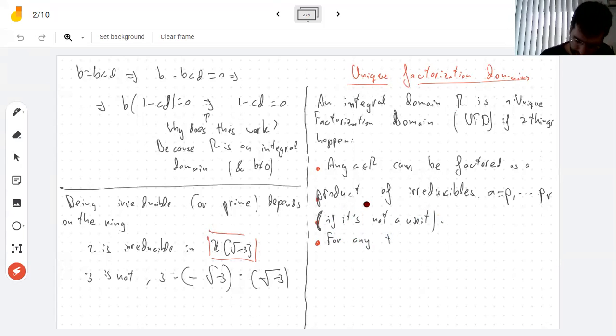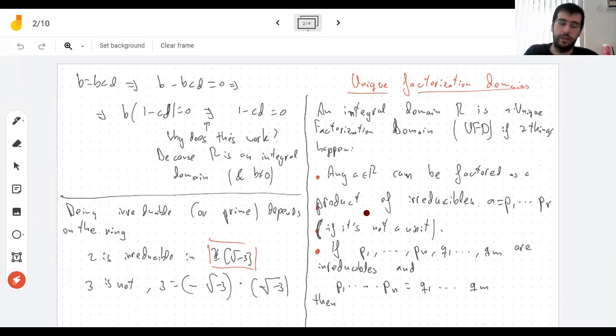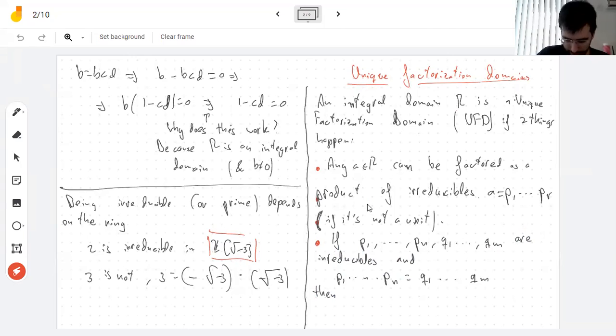any two factorizations, so if I have a bunch of irreducibles, and they factor the same elements in the ring, well, then these factorizations are the same. So what's the only thing that cannot be the same? The order could be different, right? If you factor a number into primes, you could always switch up the order, or you could write negative signs, but that's all you could really do to mess with the uniqueness.